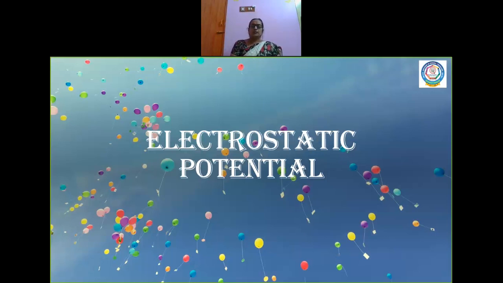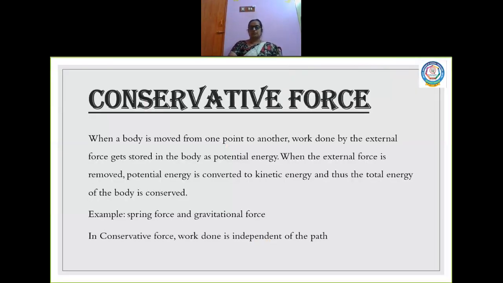Okay, so let us move on to this topic, but before we move on to that, I wanted you to recall about conservative forces, what you learnt in 11th standard, and also about potential energy. So let us refresh it and then start with our topic. So what is a conservative force?